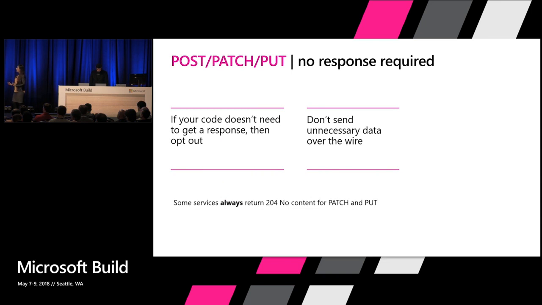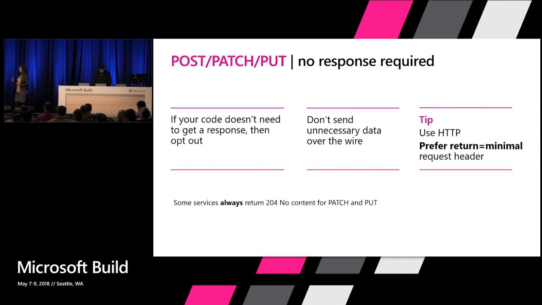So when you're using POST, PATCH, or PUT, if you don't need to get a response, then you can opt out of the response. How you opt out is using the HTTP header Prefer: return=minimal. Sometimes you do need to get data back. For example, when you're creating a group, you want to get back the ID of the group so that you can afterwards operate with the group. But if you are doing operations where you don't necessarily need a payload back, then you can just pass in this header and skip the payload.